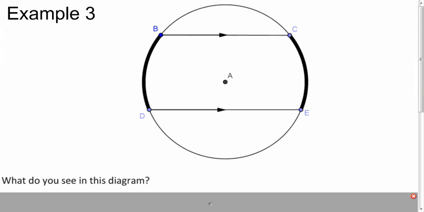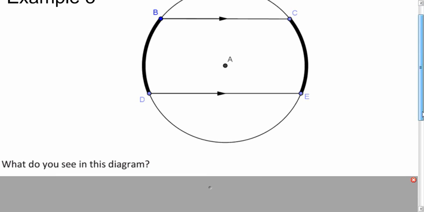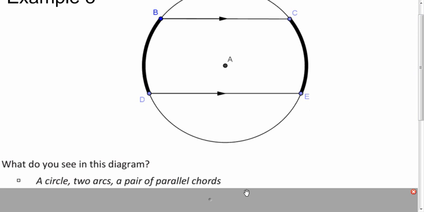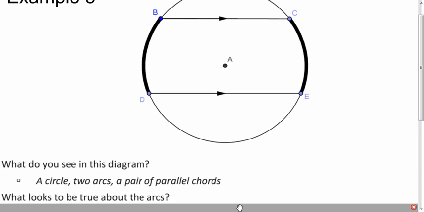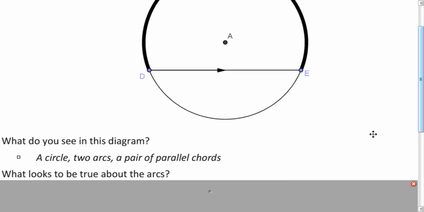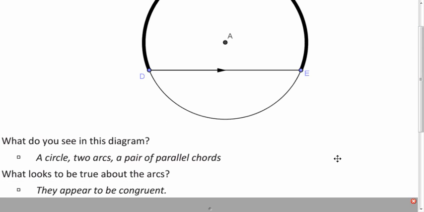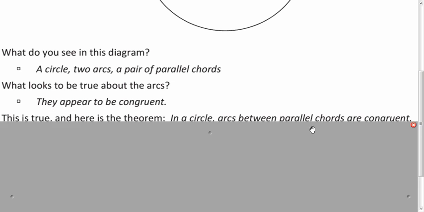What do we have in this diagram? Well, we have a circle again, we have some arcs, and we have parallel chords. That's important. What does it look like is special about the arcs? What do you notice about them? Well, it looks like they're congruent. And in fact, they are. We're going to prove that fact.